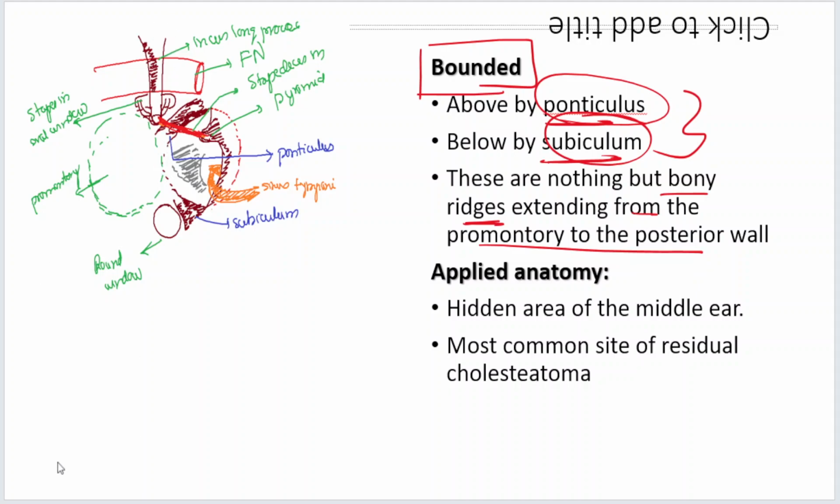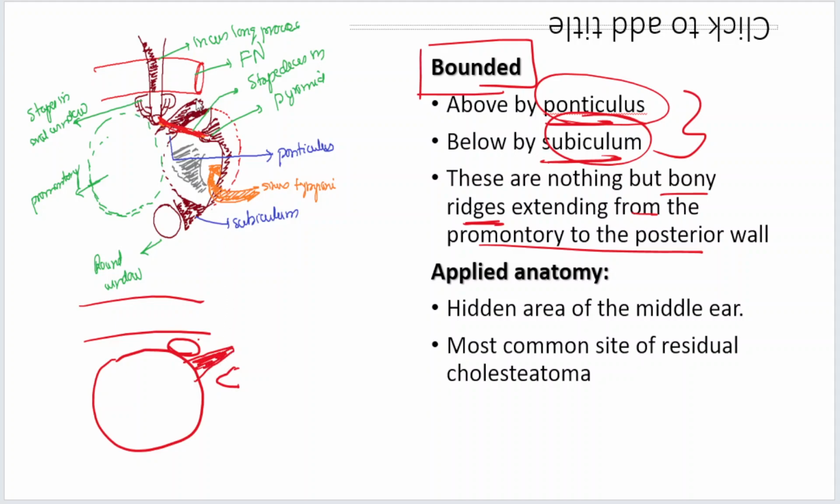So this diagram, I'll again draw it here. Suppose this is the promontory and this is the facial nerve, the horizontal segment of the facial nerve going, and then it will become the vertical segment of the facial nerve. Here you have this pyramid coming out. This is the promontory. Then this is the oval window. From the promontory, you will have a ridge of bone which is going posteriorly. The superior ridge is called the ponticulus.